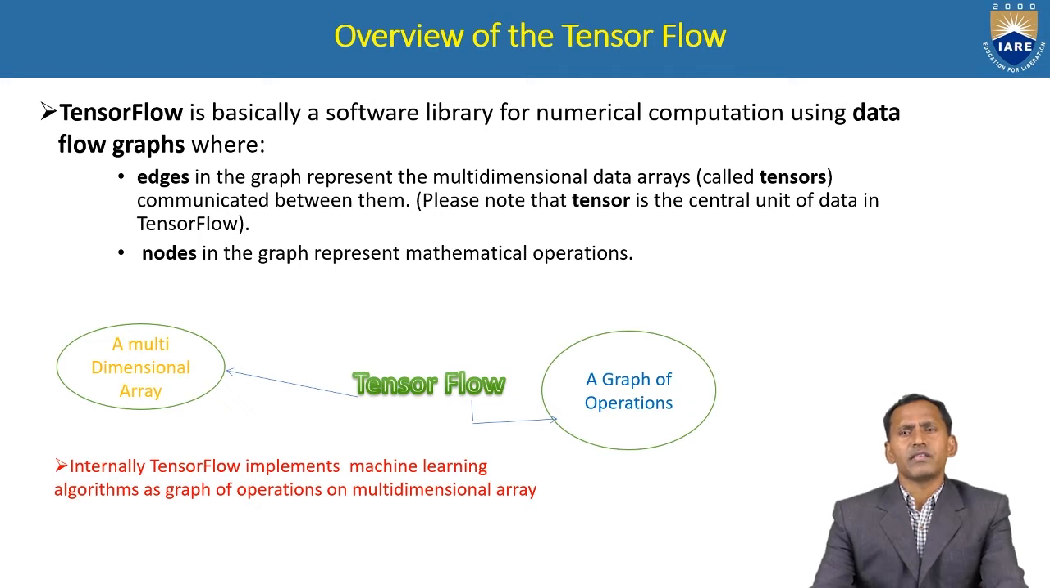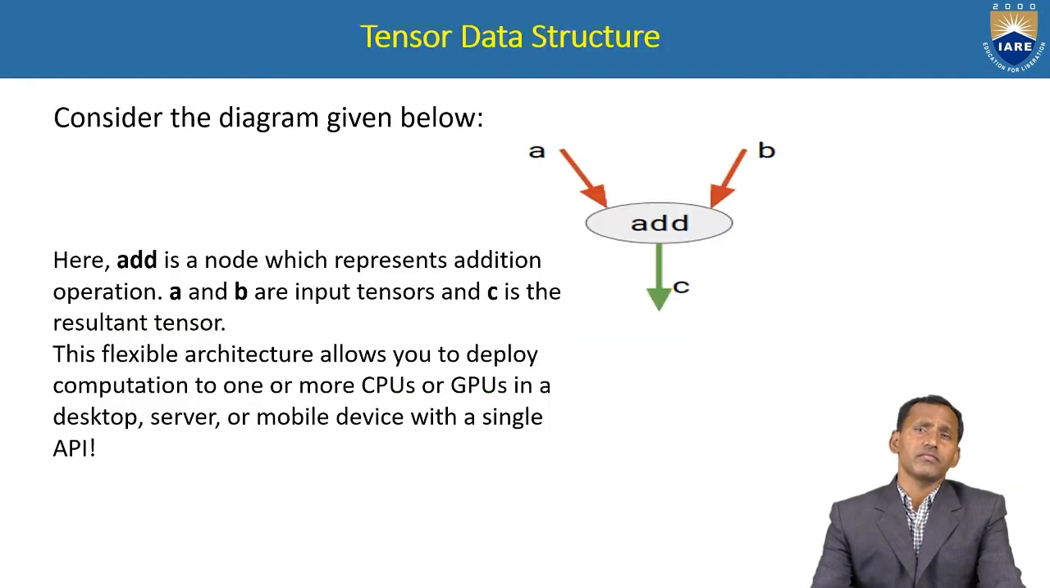TensorFlow contains two words, tensor and flow. Tensor represents a multi-dimensional array, and flow represents a graph of operations. Internally, TensorFlow implements machine learning algorithms as a graph of operations on multi-dimensional arrays. Tensor is a data structure.